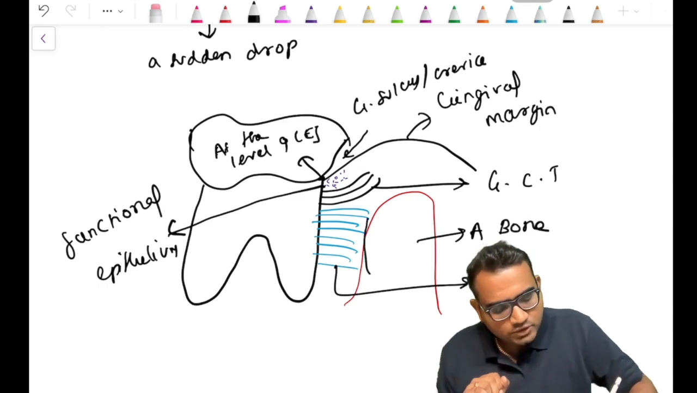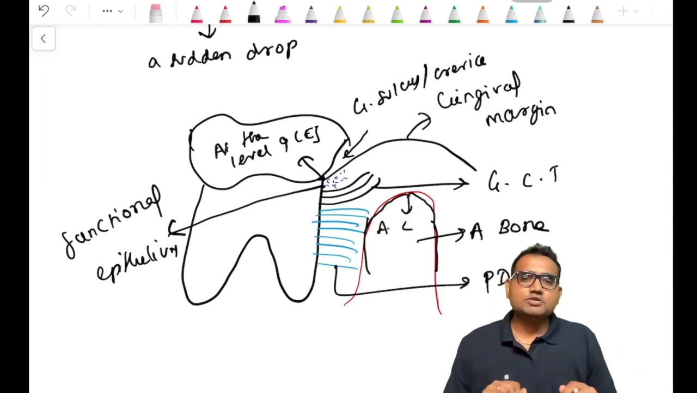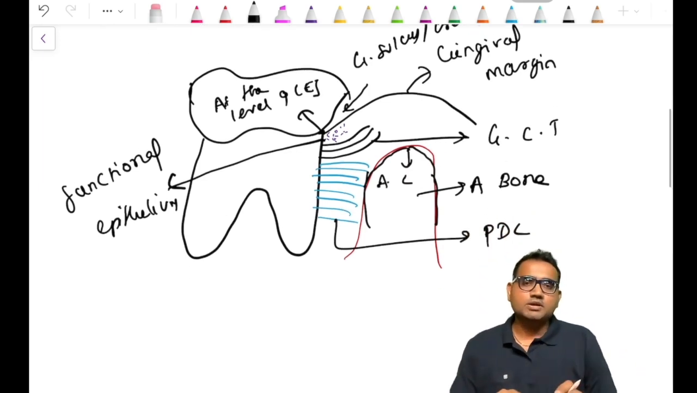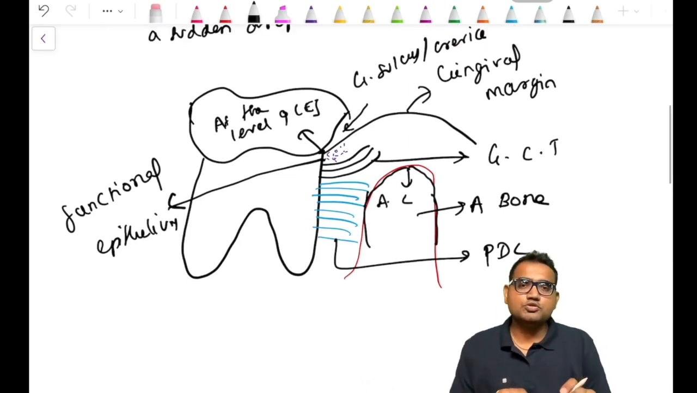Okay, this is the outer cortical plate, this is the inner cortical plate, and the point where the outer and inner cortical plate meet is the alveolar crest. So these are all the basic anatomical structures of a tooth. I just want you to get used to them.